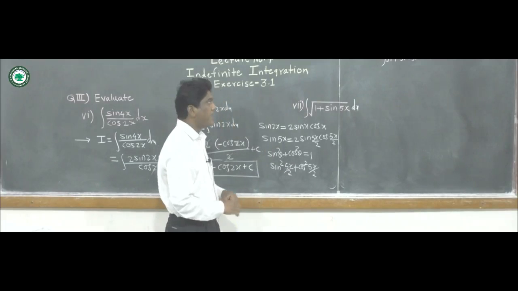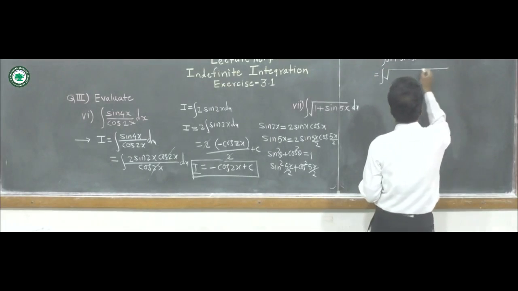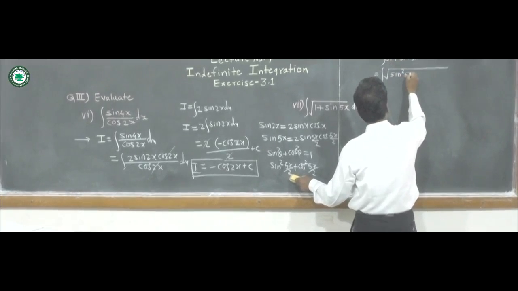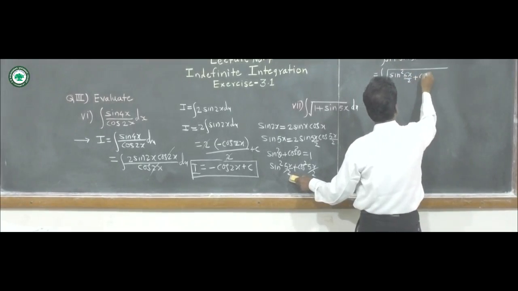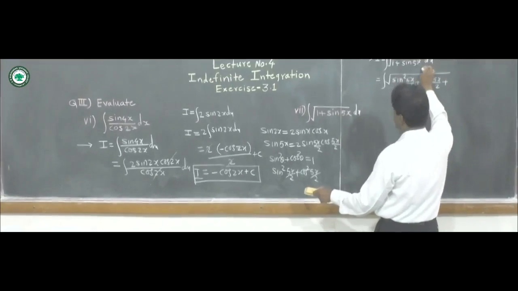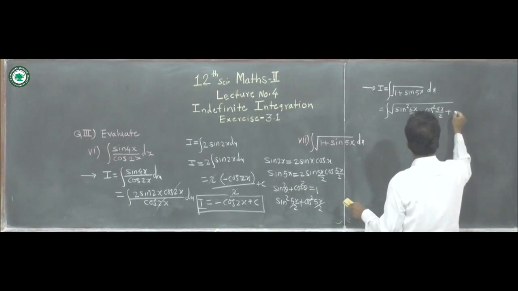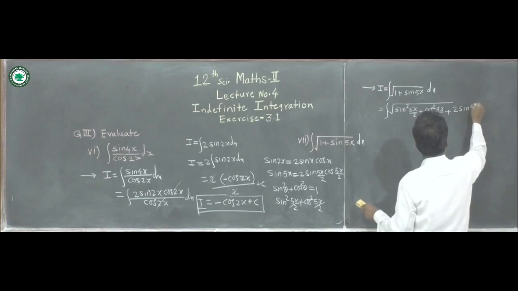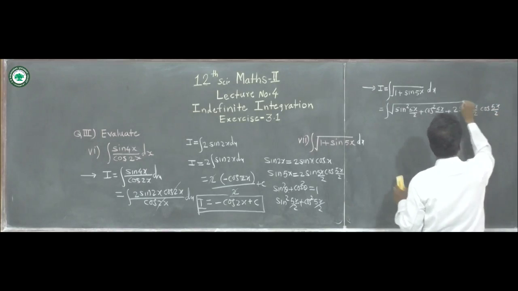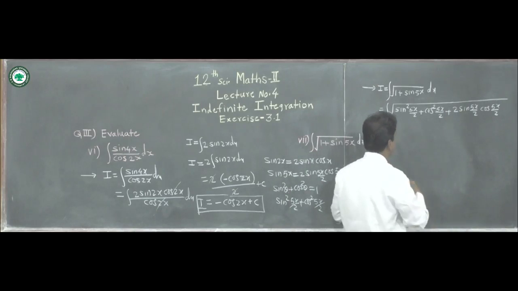Therefore here we get this equal to integration of under root of, where 1 is replaced by sin square 5x upon 2 plus cos square 5x upon 2, and plus this sin of 5x is replaced by 2 times sin 5x by 2 cos 5x by 2. So 2 times sin 5x upon 2 into cos of 5x upon 2. And now observe this. This is a square plus b square plus twice ab.